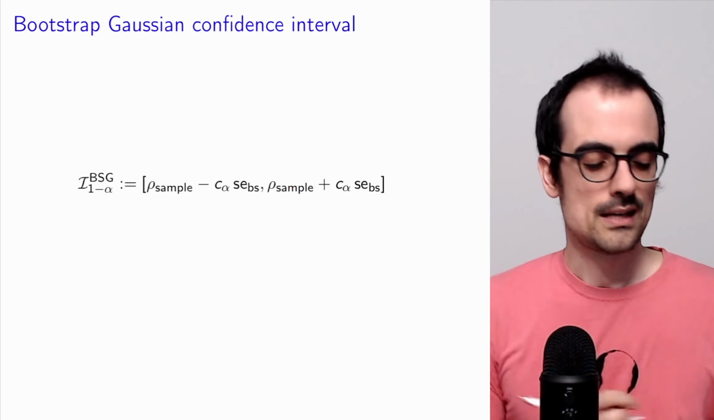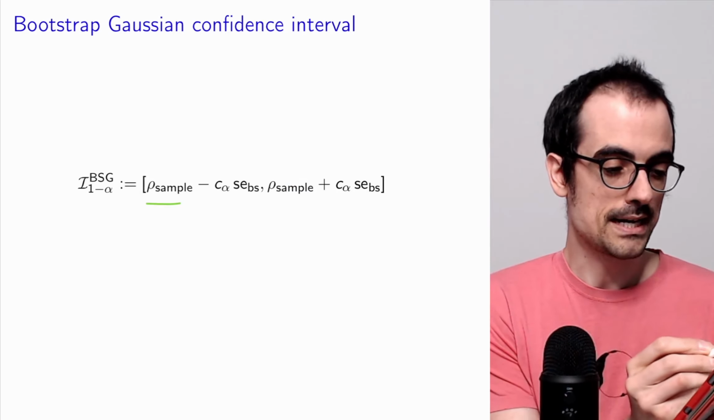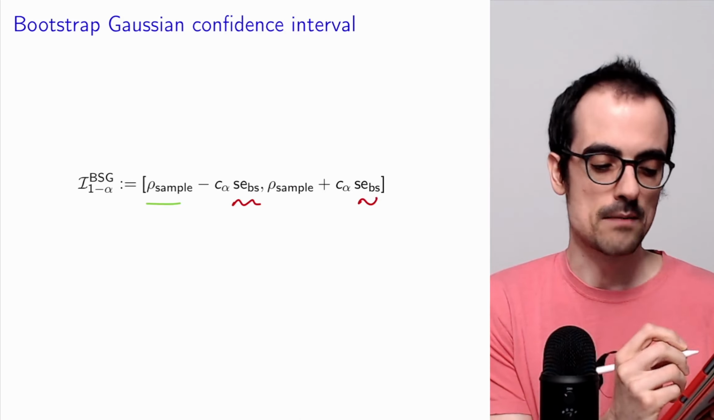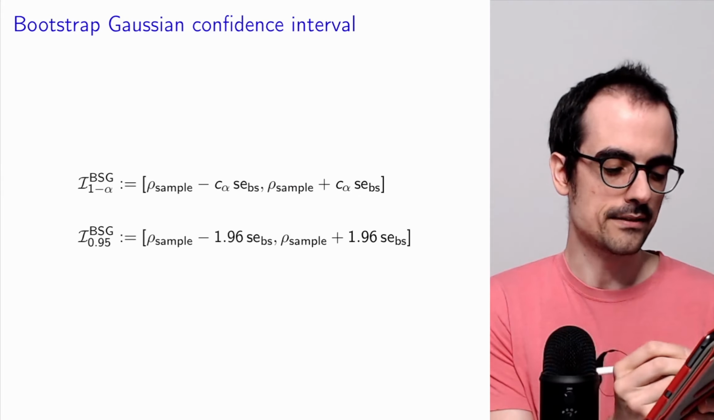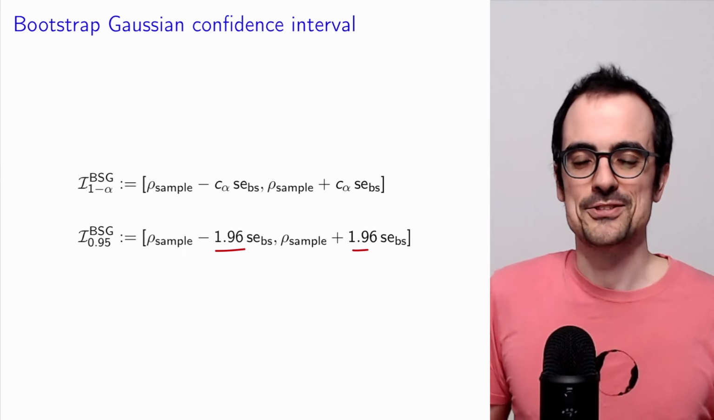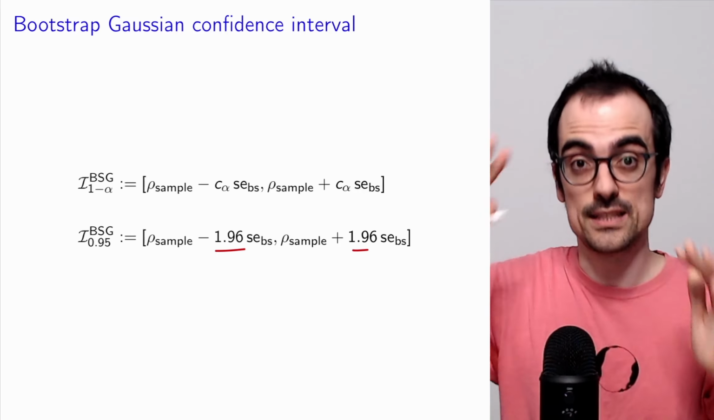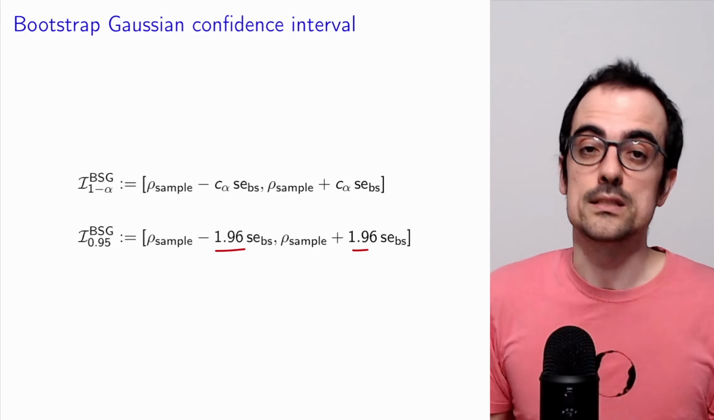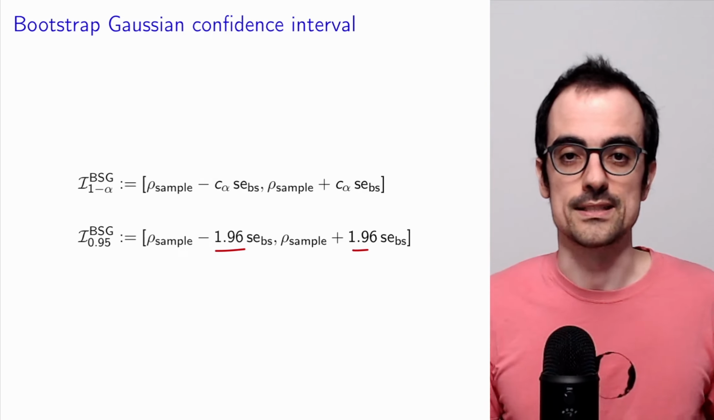So now we build our Gaussian confidence interval for the correlation coefficient by plugging in the standard error obtained via bootstrapping and the appropriate constant. The appropriate constant for 0.95 is 1.96. Okay, so I have shown you how we can build confidence intervals for an estimator under the assumption that the distribution of the estimator is Gaussian. What you do is you estimate the standard error via bootstrapping, and then you build the corresponding Gaussian confidence interval.